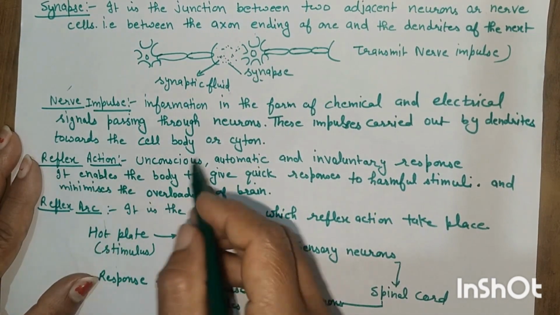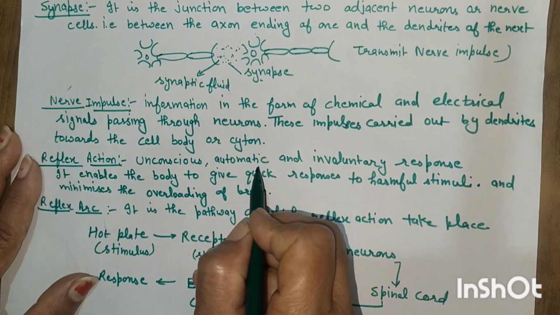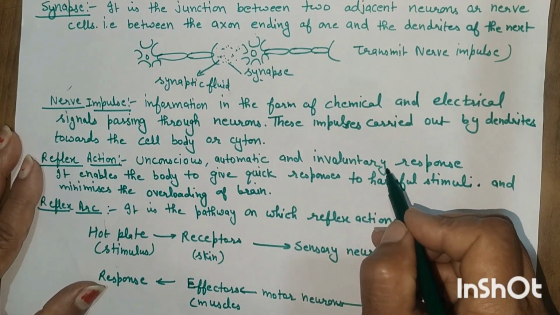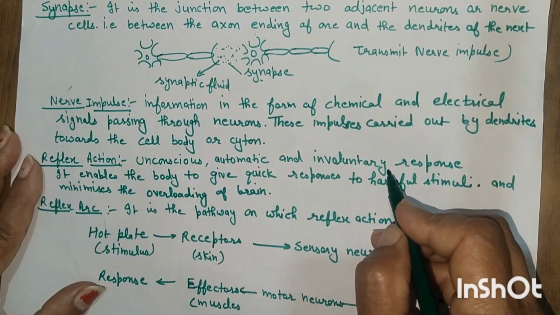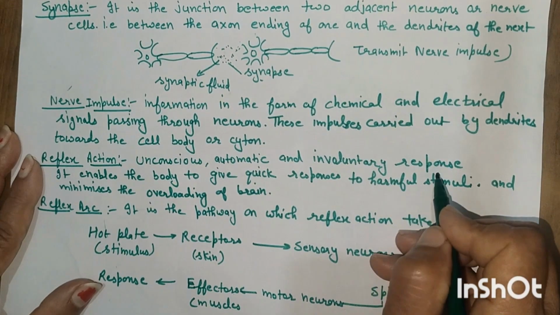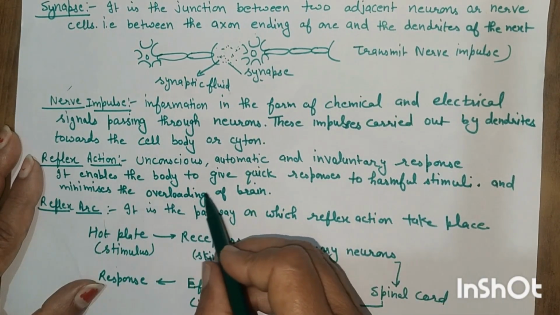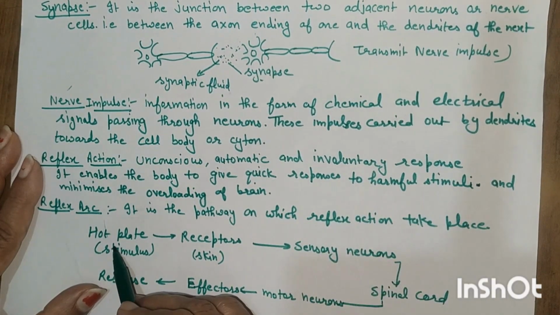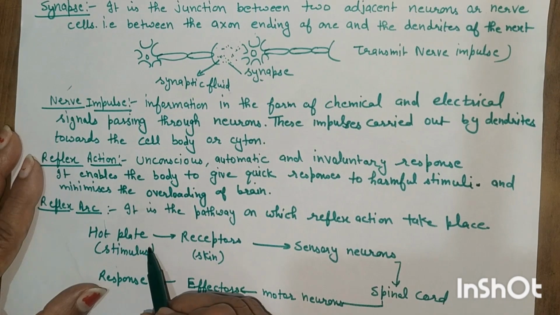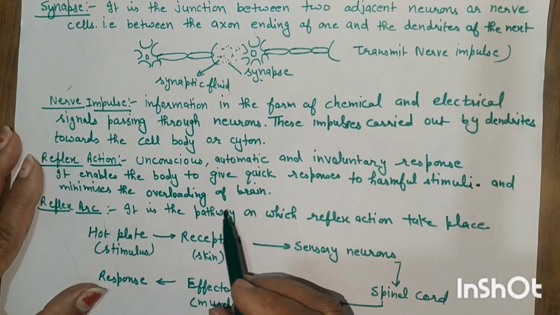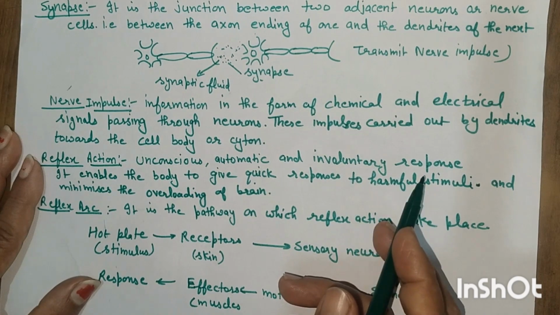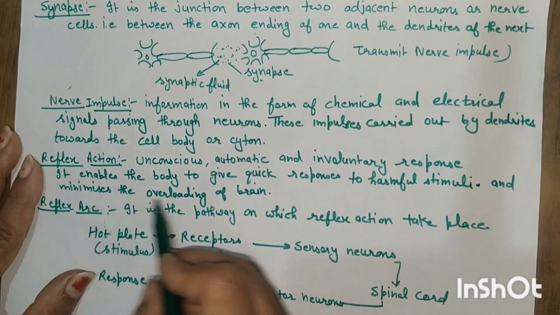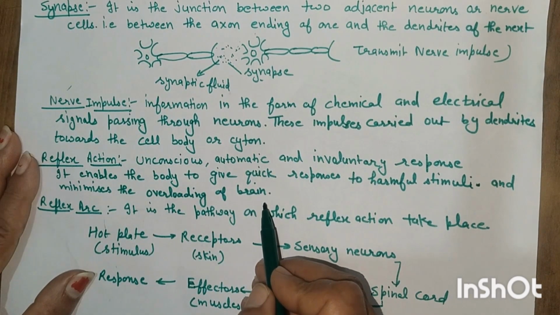Reflex action. This is a process which is unconscious, automatic and involuntary. Involuntary means not under our control or will. It enables the body to give a quick response to harmful stimuli. When we touch a hot plate or hot object, we get an automatic, unconscious and involuntary response by the receptor, that is the skin, to the harmful stimulus, and it minimizes the overloading of the brain.